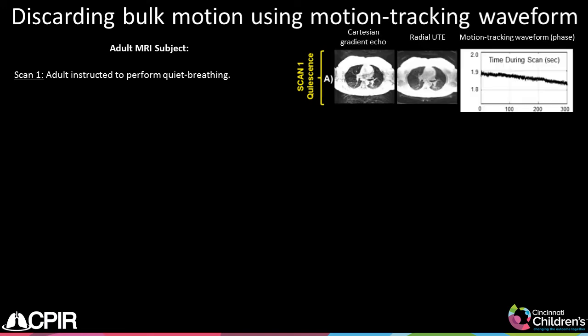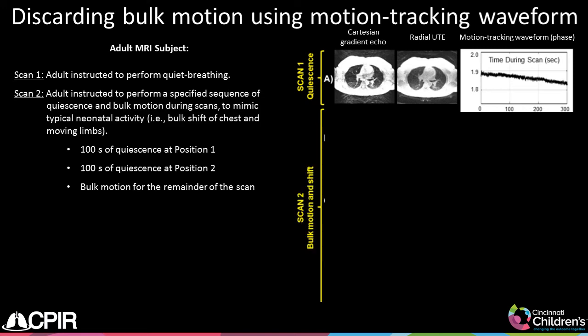As you can see in the images, both types of acquisitions demonstrated reasonable image quality, and the UTE motion tracking phase waveform demonstrates quiescence, as expected. For the second set of instructions, the volunteer was asked to behave like a neonate might, i.e. remain in position 1 for 100 seconds, shift and remain in position 2 for 100 seconds, and then perform bulk motion with chest shifts for the remainder of the scan.